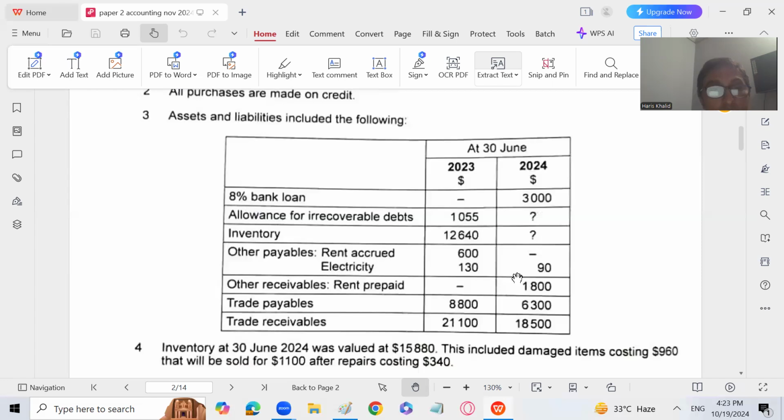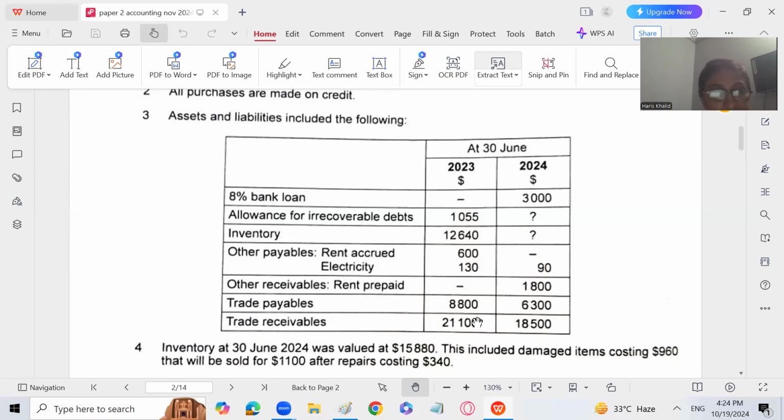Other payables, rent accrued 600. Opening rent accrued will be subtracted, obviously. Why? Because accrued expenses at the end of the year are going to be added, and accrued expenses at the start of the year are going to be subtracted. I'll go for the preparation of the account now. Electricity, again, accrual or owing is given. Other receivables, rent prepaid at the end is given, 1,800, regarding rent.